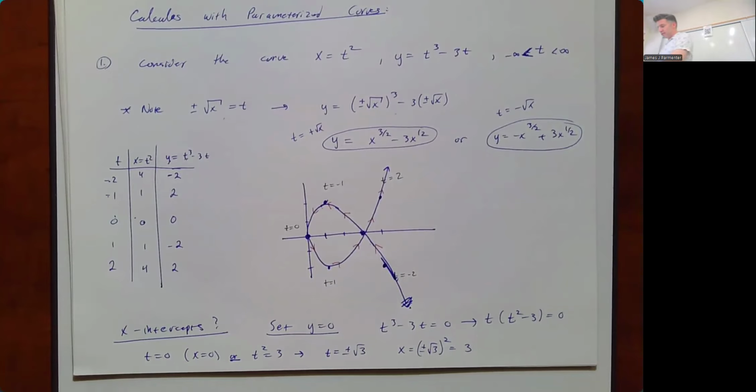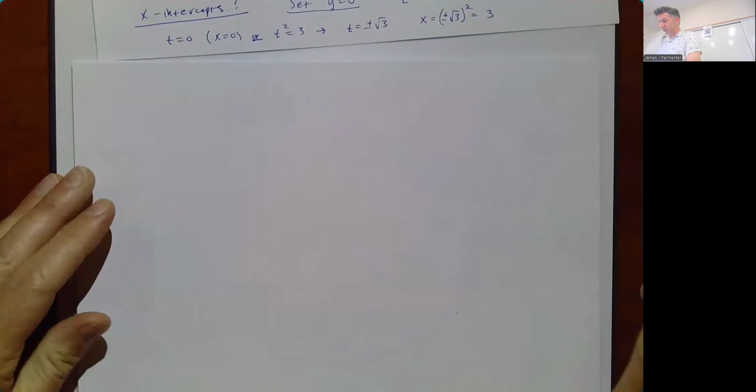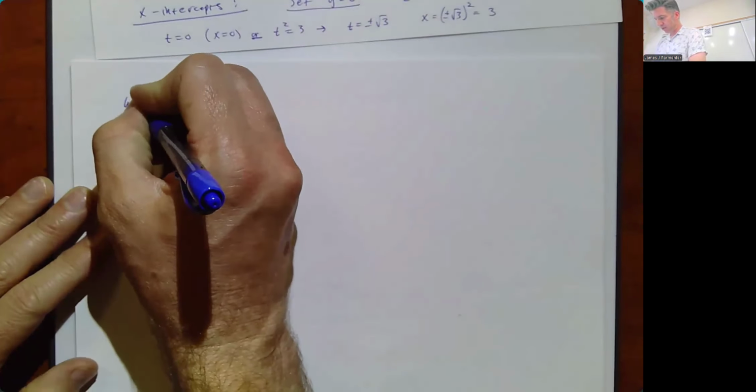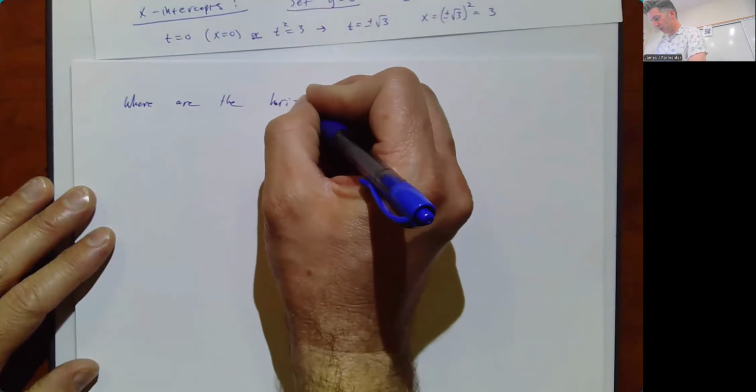So the next question is, and this is where we're going to have to introduce something new: where do we have a horizontal tangent line? So where are the horizontal tangent lines?